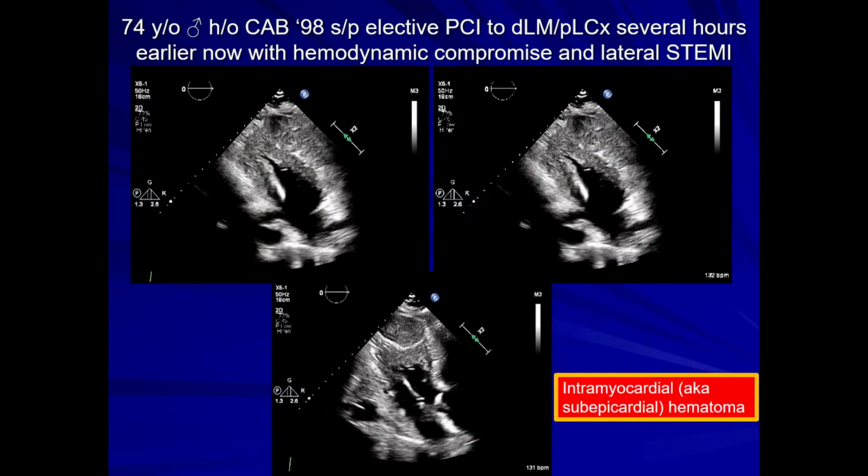When it's causing compression like that, it's telling you that it's not in the pericardial space, it's in the intramyocardial space. So this is a very rare complication. It can be spontaneous with STEMIs. And it is intramyocardial, or sometimes called a subepicardial hematoma.